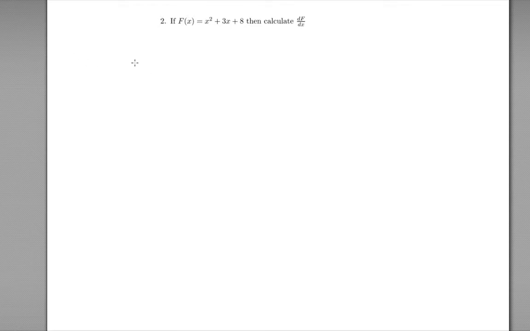So what they're asking for is the derivative of f with respect to x, so we can write it like this. And so what that is, is the derivative with respect to x of, well, what is our function capital F? It's x squared plus 3x plus 8. Okay, so one of the rules that we know is the sum rule, which allows us to break up functions that are added together into separate derivatives.